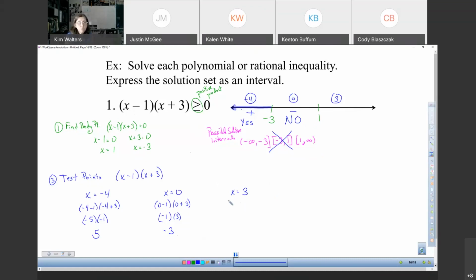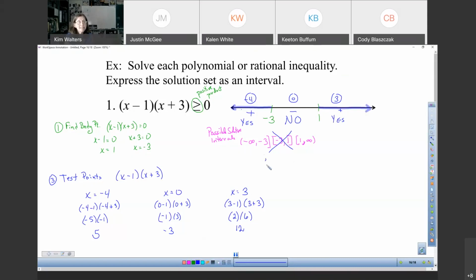So then the last one here, 3 minus 1, because I'm putting my test point in here, 3 plus 3. This is going to be positive 2 times positive 6. It gives me positive 12. That is a positive product I got out of this. So I can put a little plus sign here. I can write the word yes here. I can shade this if I want to. All right, whatever it takes to help you realize that this is part of my solution.